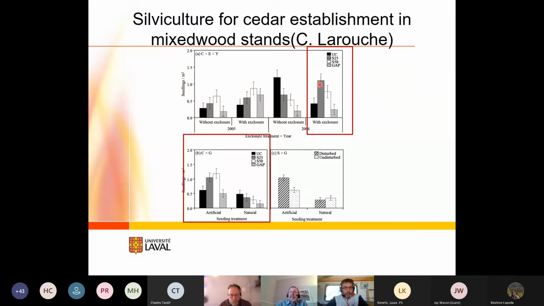But in this Mixedwood stand, one can imagine that the seed rain can be limiting. So we tested what would happen if we added some seeds, and you clearly see here the impact of this additional seed rain. And in that condition, the 50% cut was also appropriate for seedling establishment.